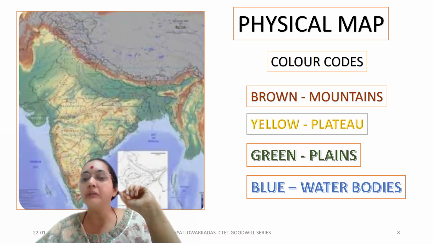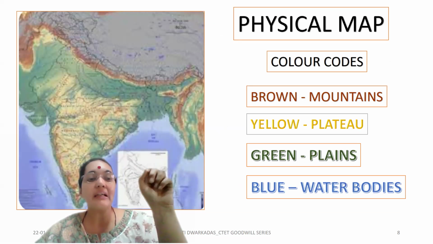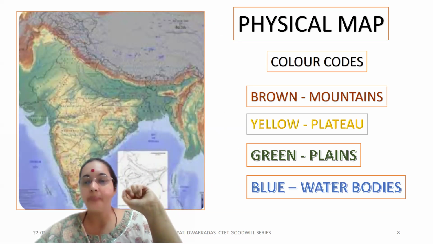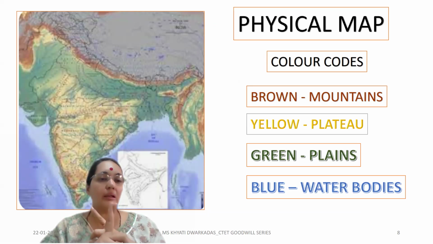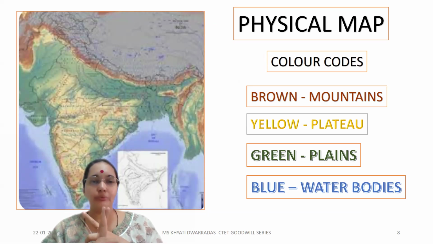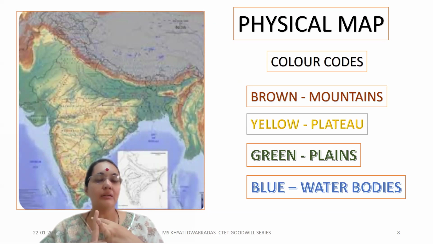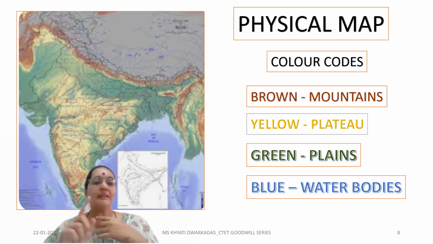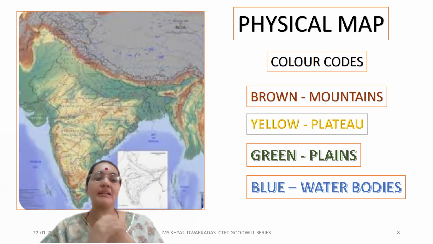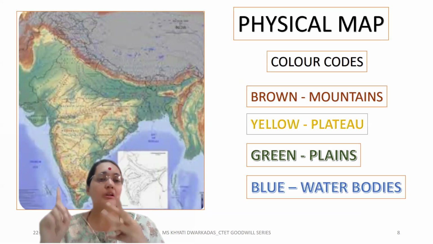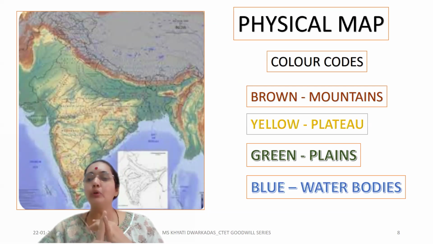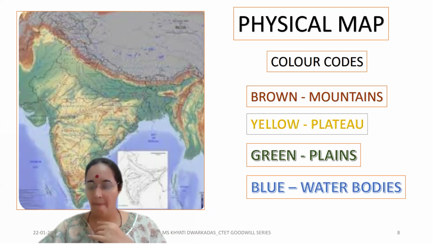So when we talk about a physical map, we see color codes on a physical map, where we know that whenever you see a brown color, it stands for a mountain. When you see a yellow color, it stands for a plateau. The green color stands for plains, and the blue color which you would see would stand for water bodies. Brown for the mountains, yellow for the plateau, green for the plains, and blue for water bodies.